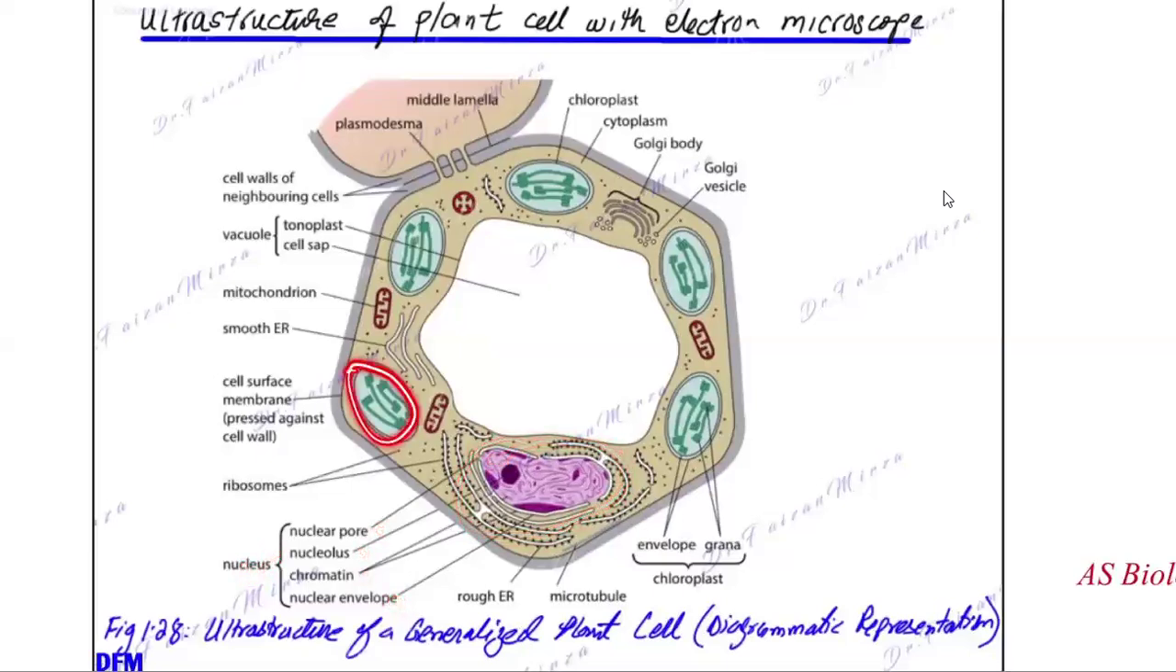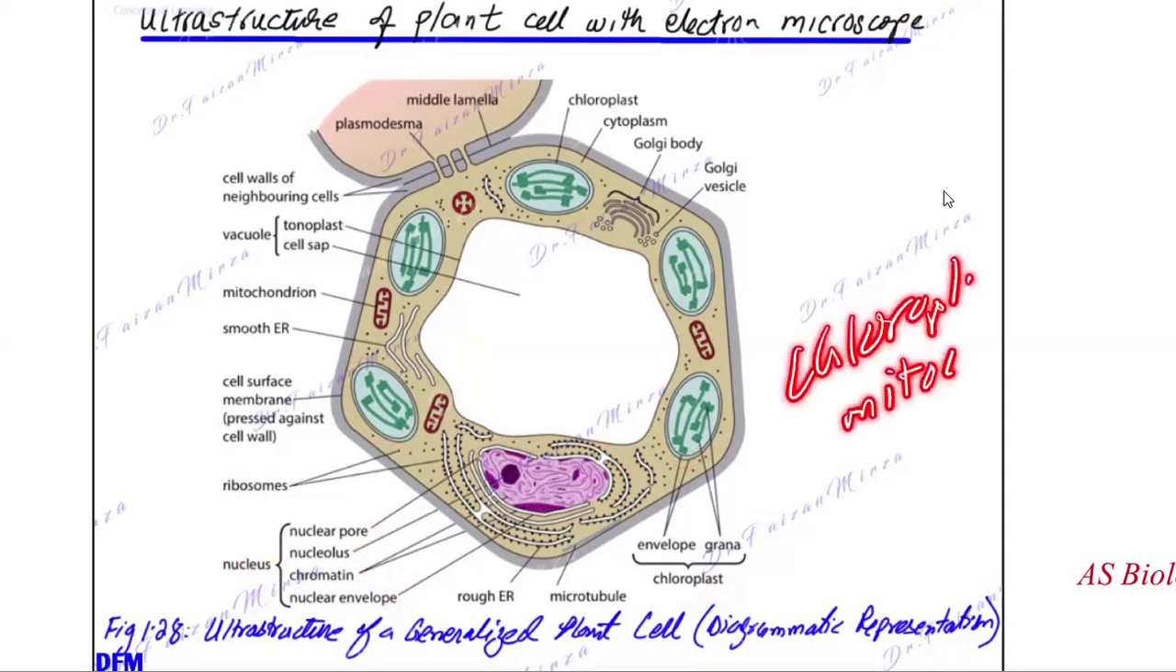The chloroplast can be seen, and these chloroplasts now have a double membrane. And actually, they had double membrane previously as well, but in light microscope this was not visible. In electron microscope it is visible. So chloroplast, mitochondria, and nucleus. These are the three structures that have double membrane. Apart from this, there is no structure within the cell that may have a double membrane.